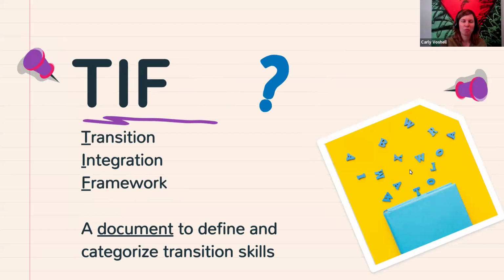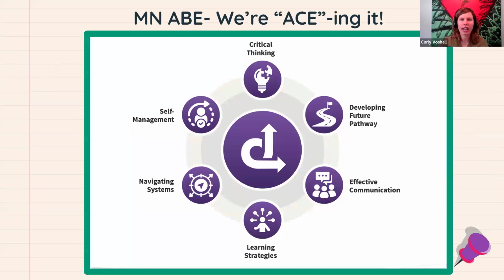And then what is the TIF? The TIF is the Transition Integration Framework. So this is a document that categorizes and organizes the skills. And this next slide shows a graphic of all six of the categories. Again, we're only going to talk about three of them today.